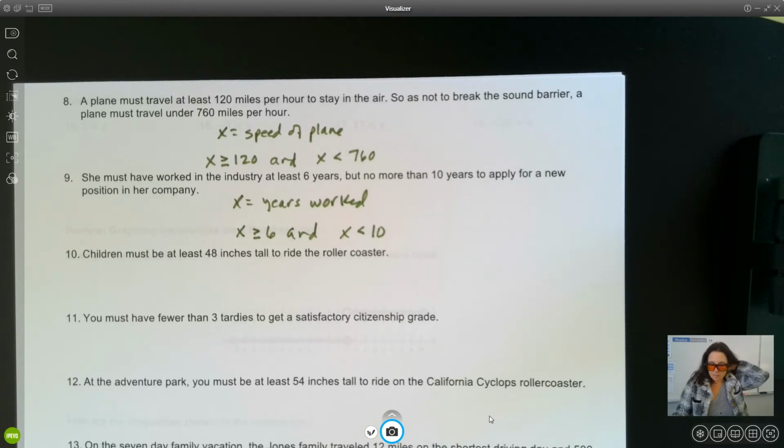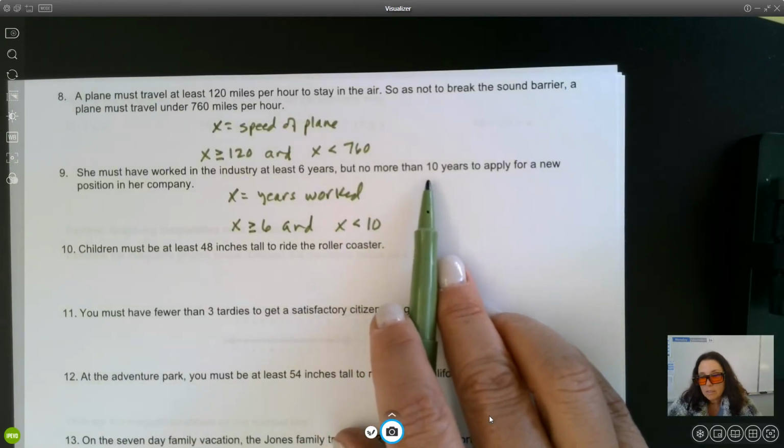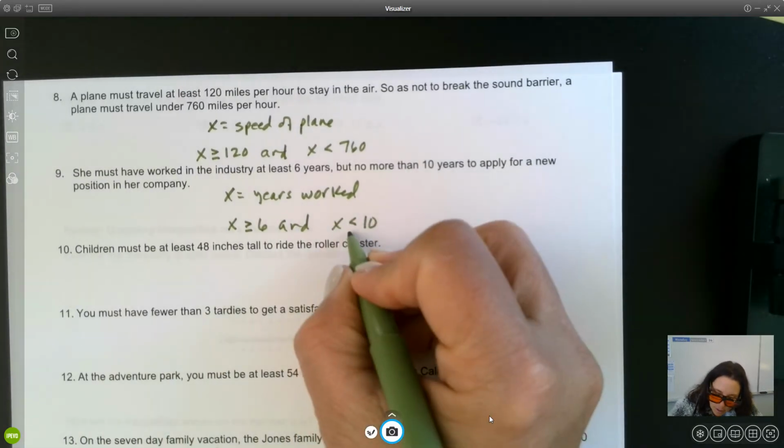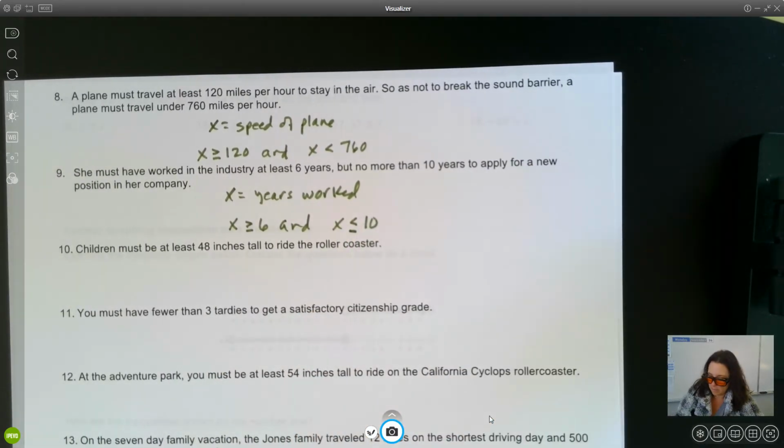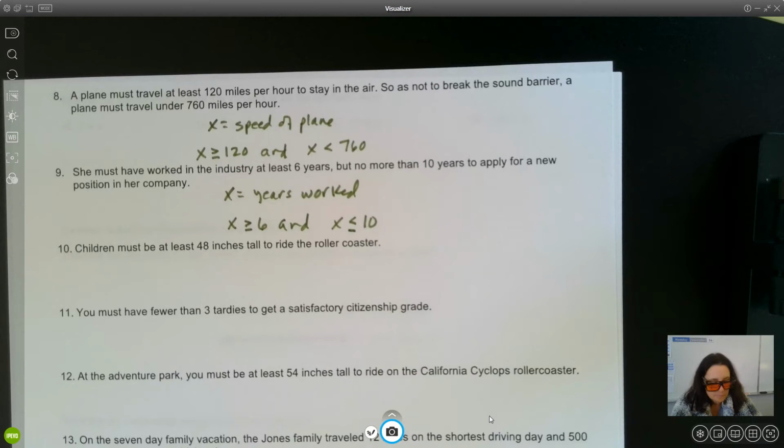All right, hang on. It says, but no more than 10. Could it be 10? Yes. Boom. Okay, I missed that when I did it the first time. Okay. It can be 10.